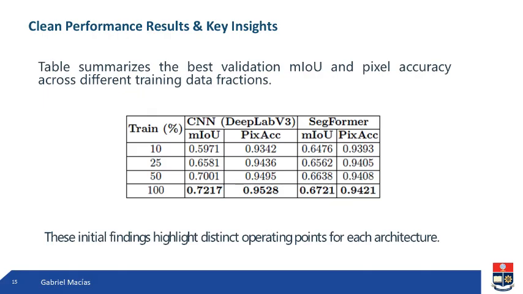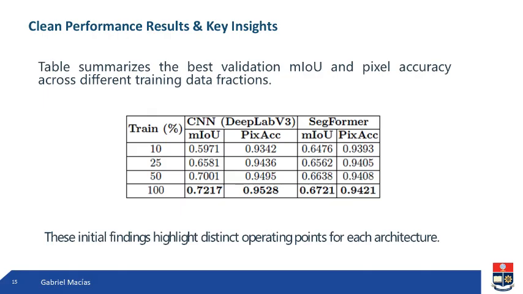At 25%, both models show similar performance, suggesting that as more data becomes available, the performance gap begins to reduce. However, when moving to 50% and especially 100% of the training data, the CNN model clearly surpasses the transformer in MIoU. This suggests that CNN architectures may scale more effectively with increased data in this specific experimental setup.